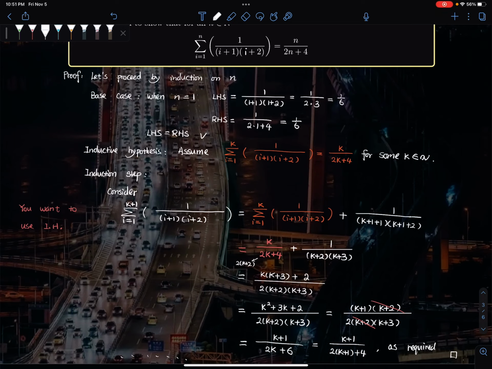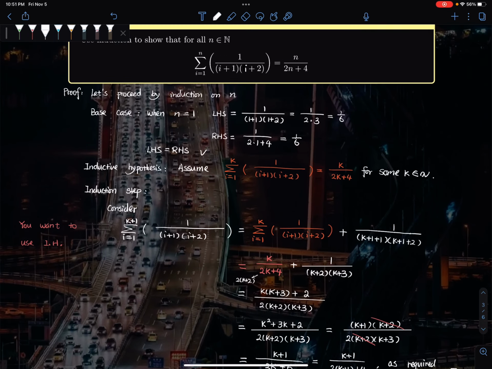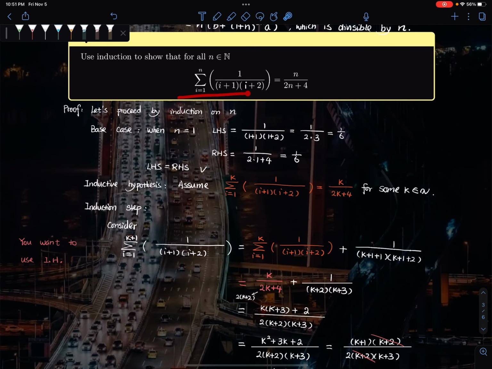Your inductive hypothesis is whatever you need to prove, but change all the n to k. Or you don't even need to change it. You can use k if you really want to, and if you use k here and here, then you need to prove for k plus 1. If you use n here and n here, then you need to prove for n plus 1. It's the same thing. Just my habit is I always use k.